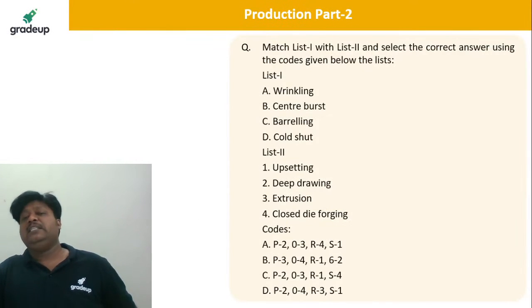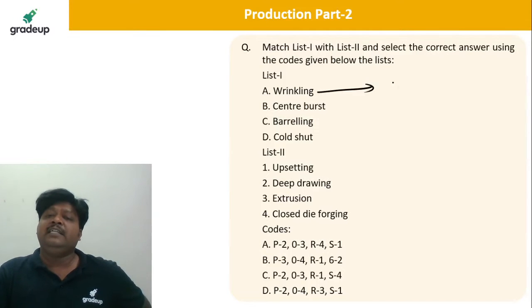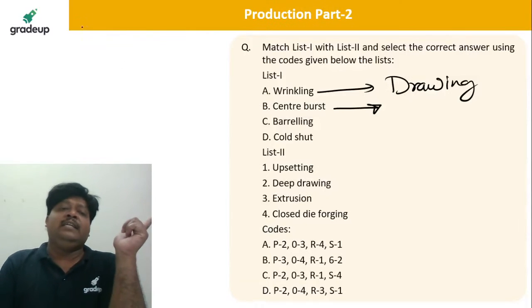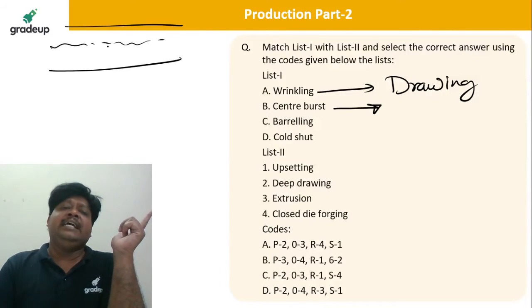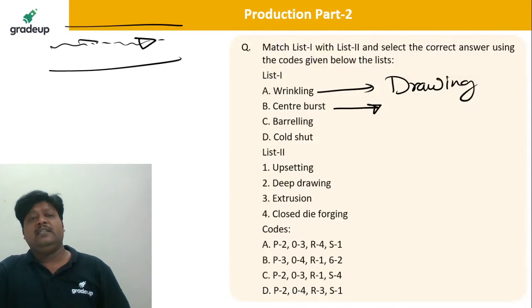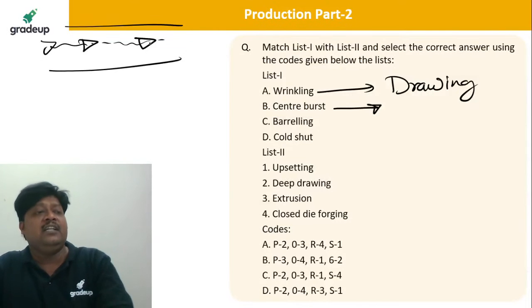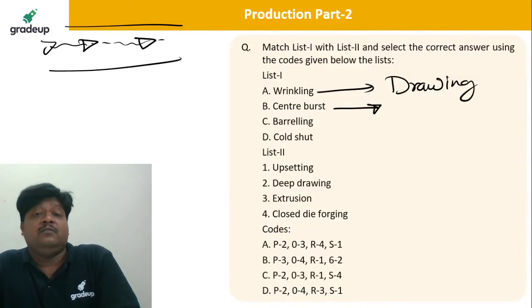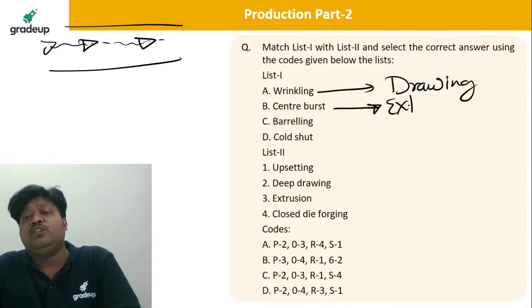Yes, match this pair. Wrinkling, as you know very well, is a defect in the drawing operation. Center burst, very importantly, dear student, generally occurs in wire drawing and extrusion. In wire drawing, the central crack may be like a fishtail, or it may be like an arrowhead, like this, with cracks and voids at the center. It is nothing but the center burst, which generally occurs in wire drawing first, and extrusion has similar things, so you can take it as extrusion also.